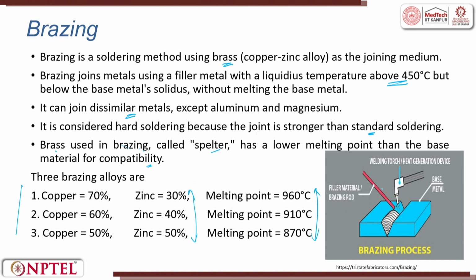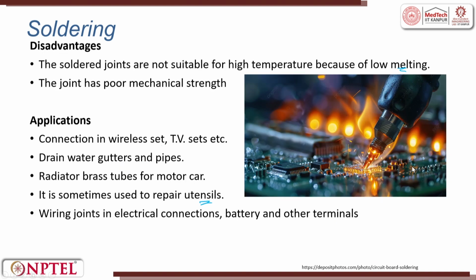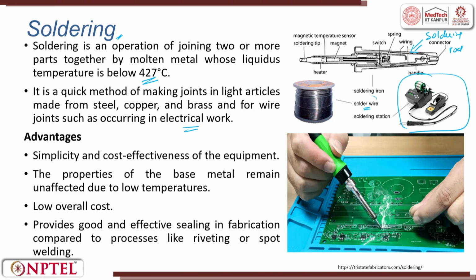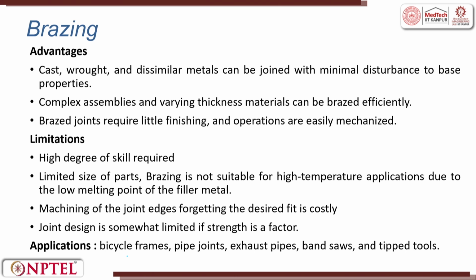In the brazing process, we generally use a flame. But in the soldering process, we use a soldering rod in which current is passed, and it is not a very high current. It is only heating, and then this melts. Bicycle frames are done by brazing. Pipe joints, exhaust pipes, band saws and tipped tools are all brazed. For example, in a cutting tool, tungsten is brazed on top of a holder.